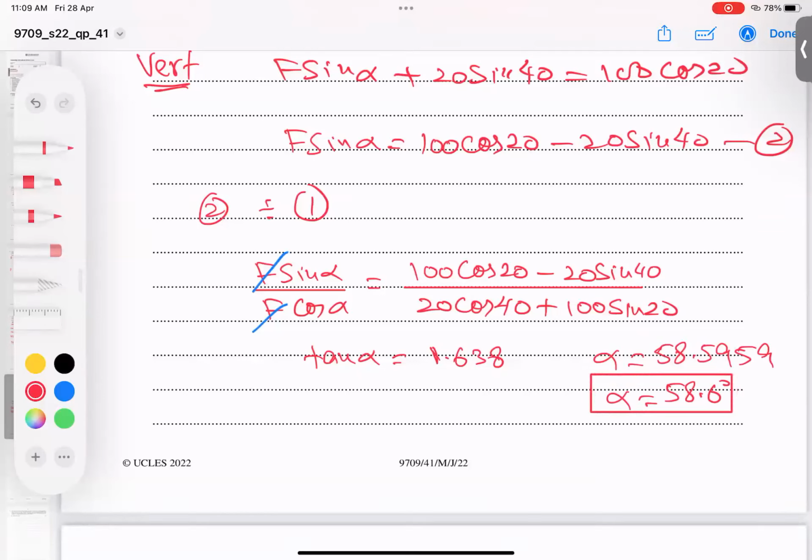But when I use this alpha value in any equation here, I will not use the rounded one. I will use this one. So let's see what the answer turns out to be. I'm putting it in equation 2: F sine 58.5959, and the right side is the same. Just a minute, please. I'll make it easy for you.